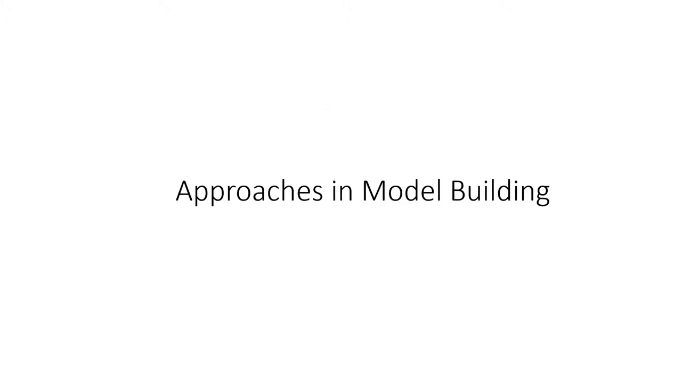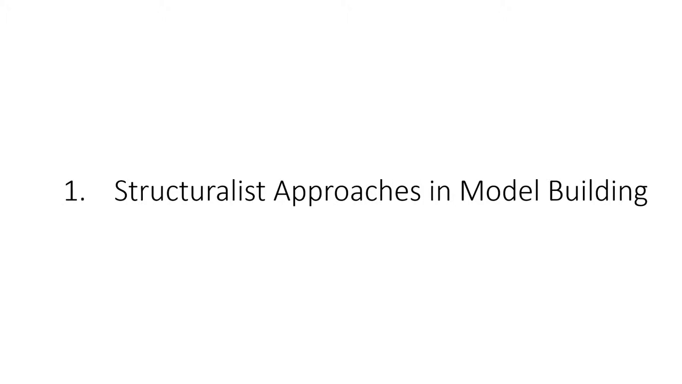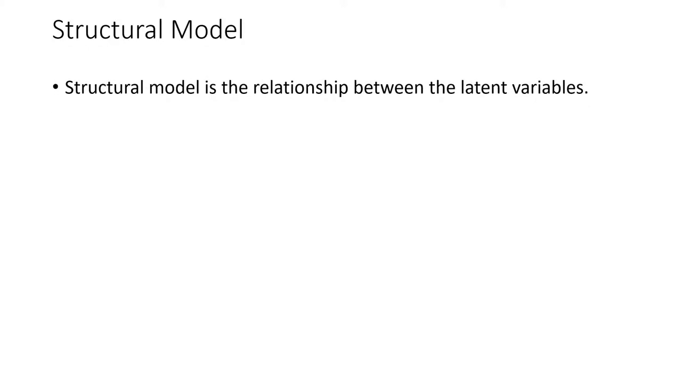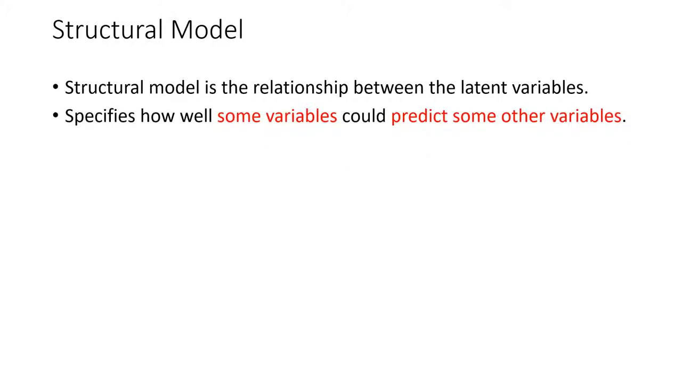Now let us look at the approaches in model building. One of such approaches is the structuralist approach in model building. Structural model is the first part of the structuralist approach. In using structural model, we look at the relationship between the latent variables, and it specifies how well some variables could predict some other variables, which means you have the outcome, the predictor, and the variable that will be predicted.